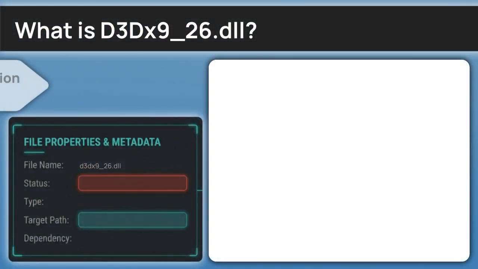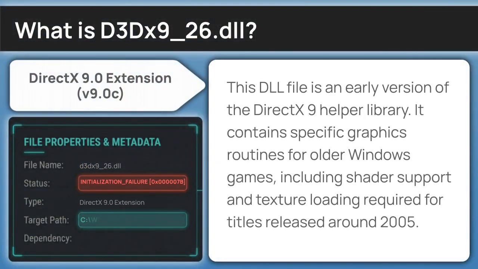This DLL file is an early version of the DirectX 9 helper library. It contains specific graphics routines for older Windows games, including shader support and texture loading required for titles released around 2005. Let's transition to the solution, starting with the official Microsoft redistributable.